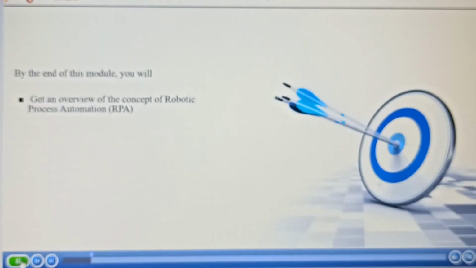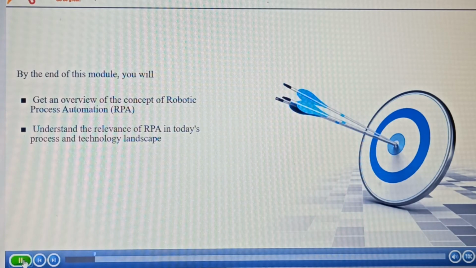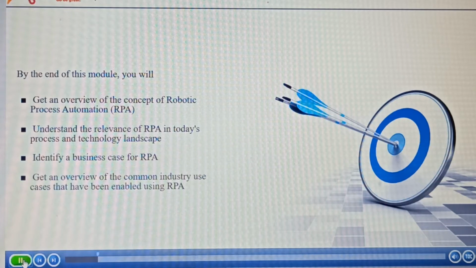This module, Introduction to RPA and Use Cases, will help you get an overview of Robotic Process Automation, or RPA, understand the relevance of RPA in today's process and technology landscape, understand how to identify a business case for RPA, and also get an overview of the common industry use cases that have been enabled using RPA.